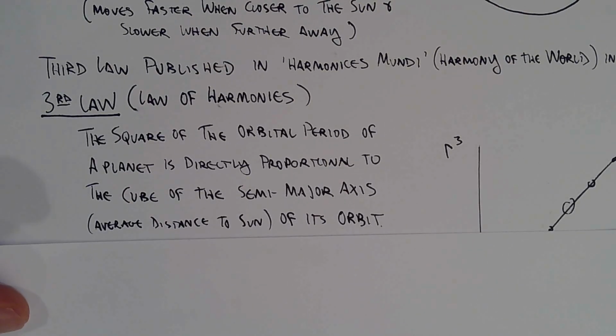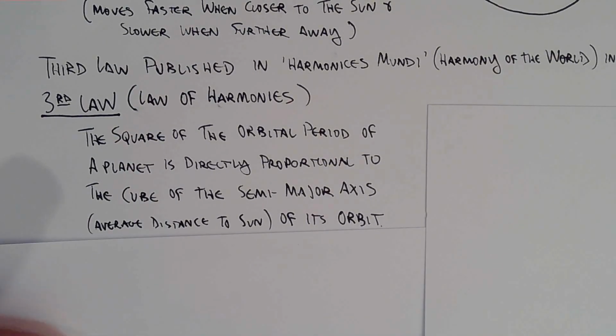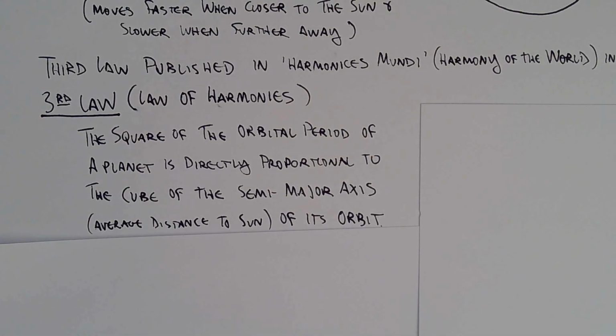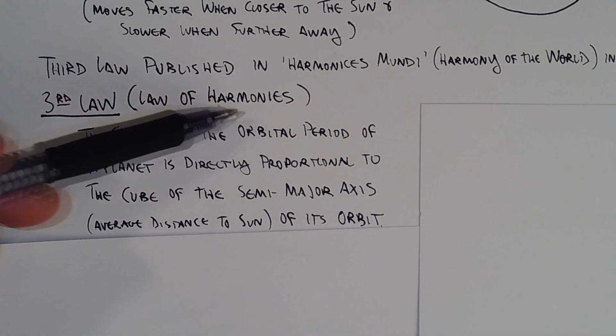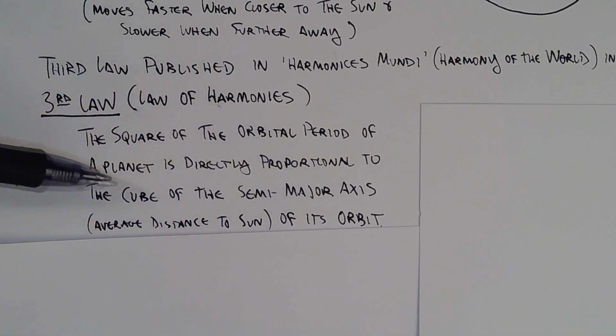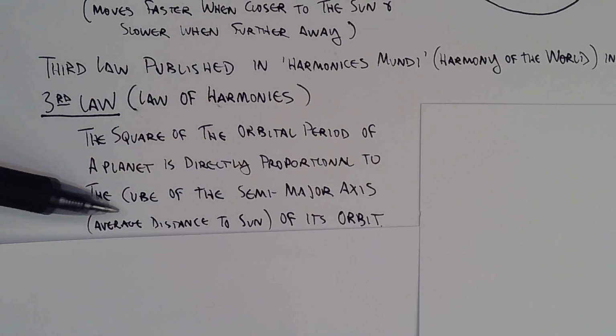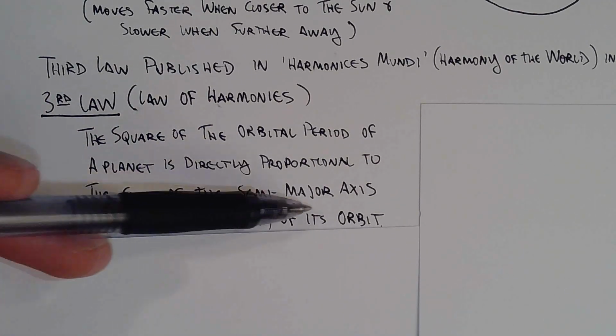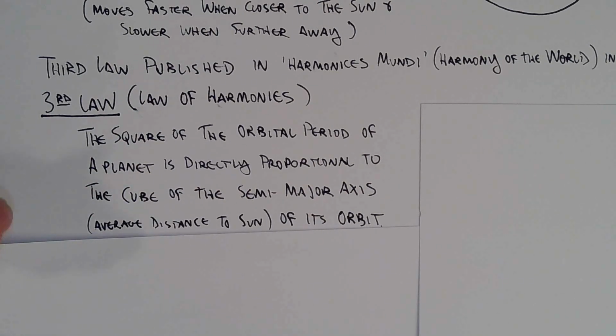So if we take a look at the equation itself. Word-wise, it's a bit of a mouthful. Kepler recognized that the square of the orbital period of the planet is directly proportional to the cube of the semi-major axis, aka the average distance from the sun, of its orbit. So he noticed that there was a relationship, long story short, between how far the planet was from the sun on average and how long it took to orbit. It wasn't just coincidental, there was a pattern there.